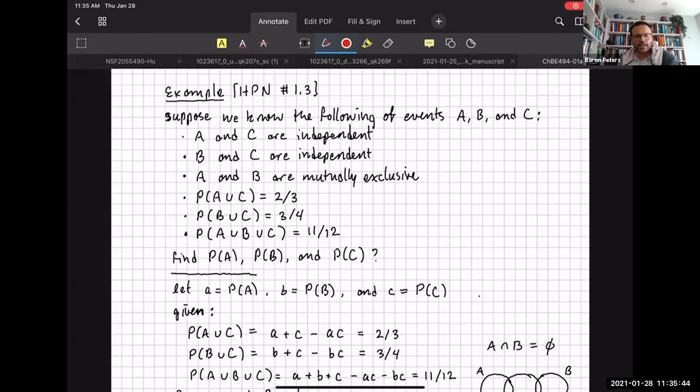This example is from your book again. Let's suppose that we know the following events, A, B, and C have these properties.